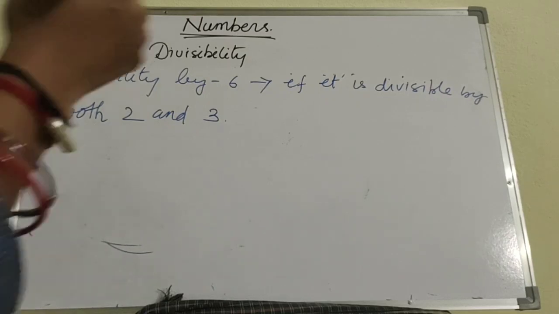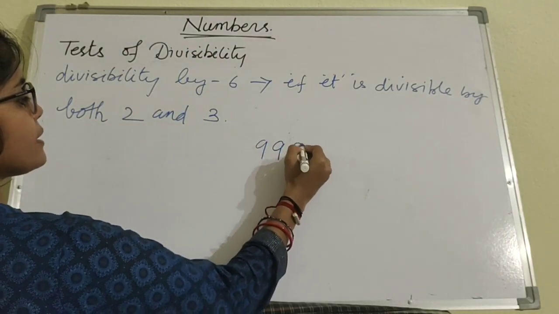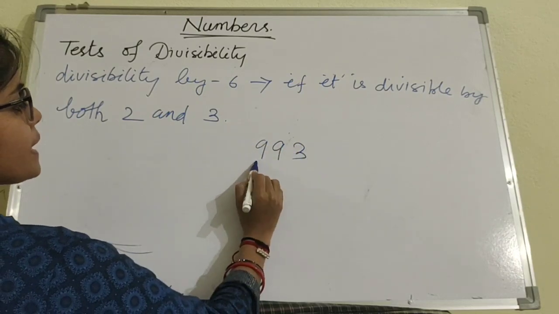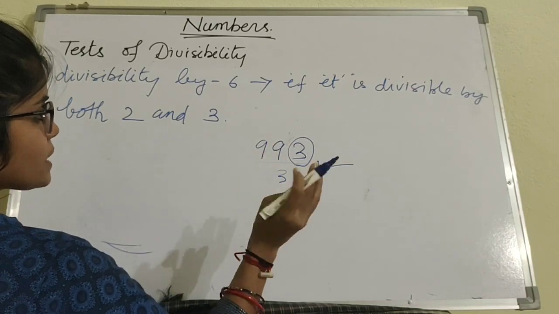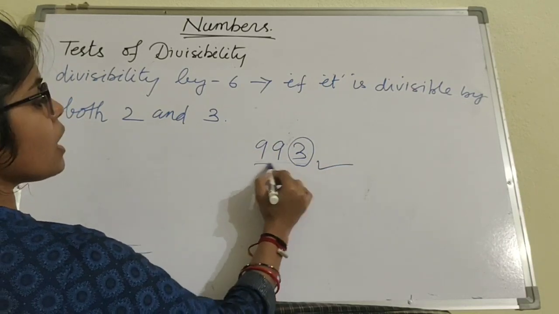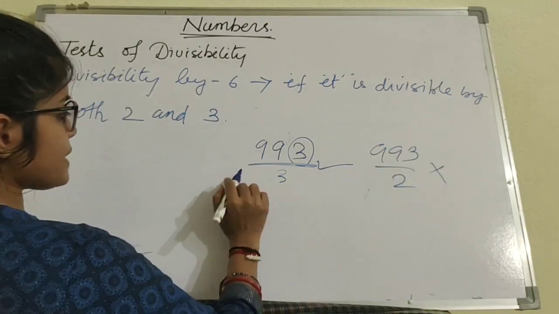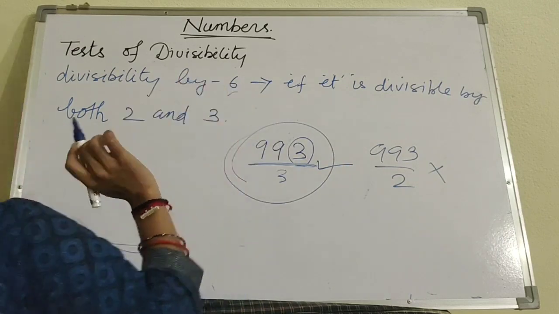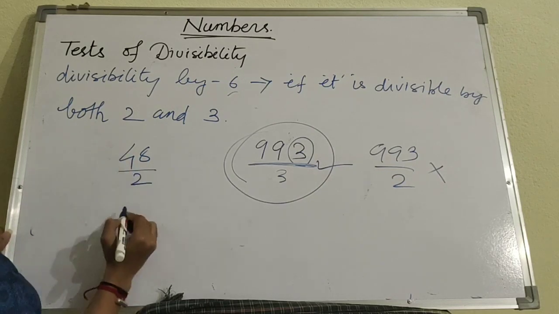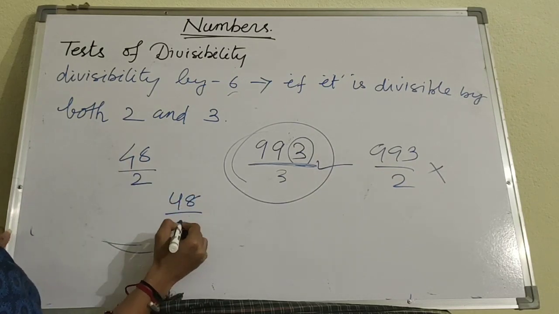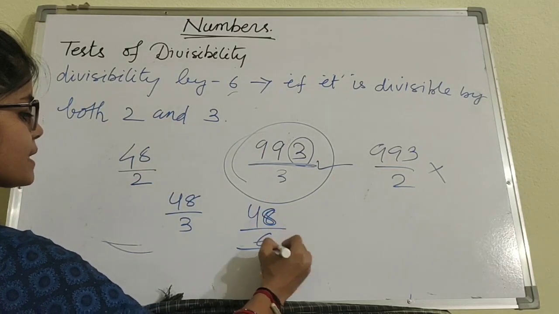For example, 993. Yes, it is divisible by 3, but in unit place there is no 0, 2, 4, 6, 8. That means this number is not divisible by 2. That means 993 is not divisible by 6. So 48. 48 is divisible by 2 as well as 48 is divisible by 3. That means 48 is divisible by 6.